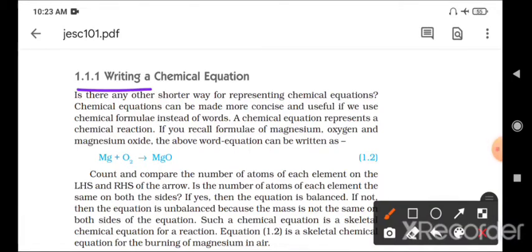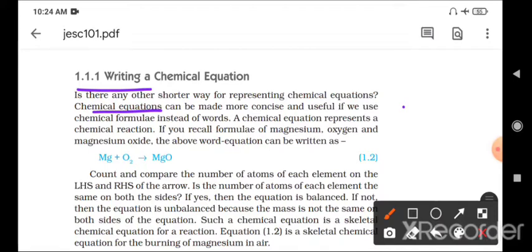In ancient times, scientists did not know how to write the chemical equation, and they wrote in the form of a word equation, like magnesium plus oxygen gives magnesium oxide. But this is only one method to write the chemical equation. There is another type of method that we have. So what is next? A chemical equation can be made more concise and useful if we use chemical formulae instead of words.